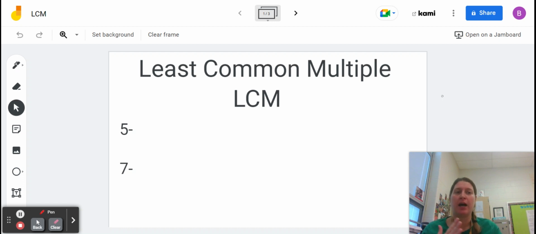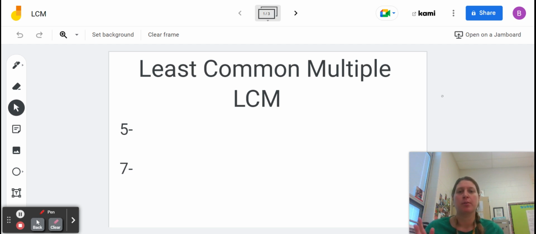So for my multiples of 5, I would do 5 times 1, 5 times 2, and the answers are my multiples. So we're going to be looking at two or more numbers to find the number that they have in common when I multiply it out, and I want the smallest number that they have in common. So we're going to go through some examples and then we're going to look at a word problem to break apart what it's asking and how I can figure out if it's a least common multiple problem.